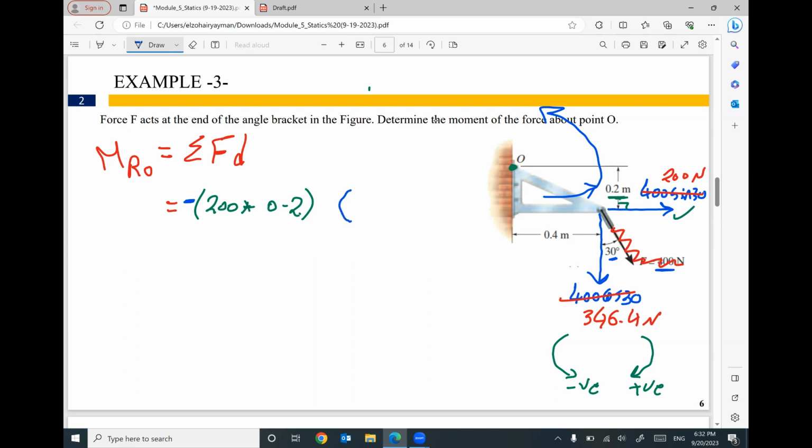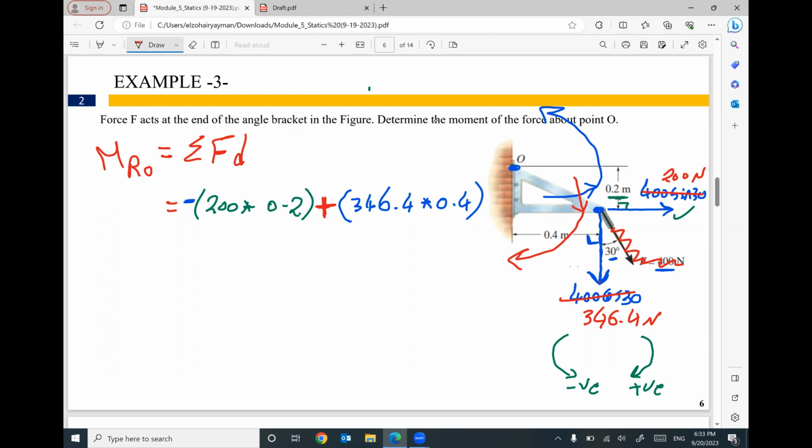The next force, 346.4, is in a vertical direction, so your distance must be horizontal. What is the horizontal distance between this location and this location? The horizontal distance between the two positions is 0.4. So your distance and your force are perpendicular. We are good. If you let this force move down and rotate, it will move clockwise. It will be positive.